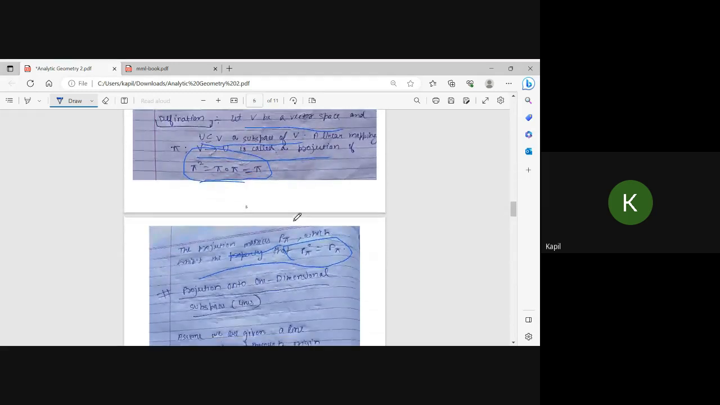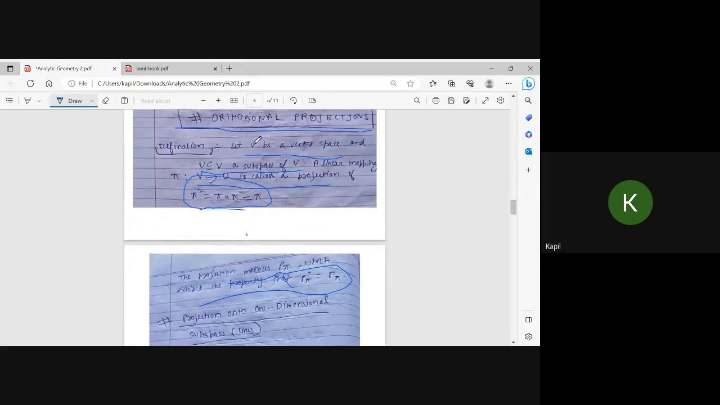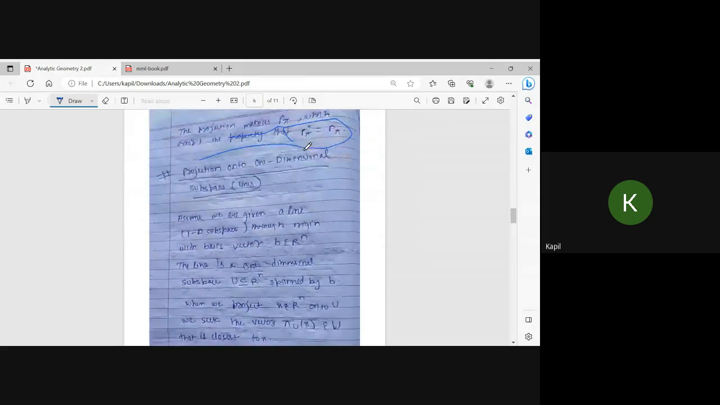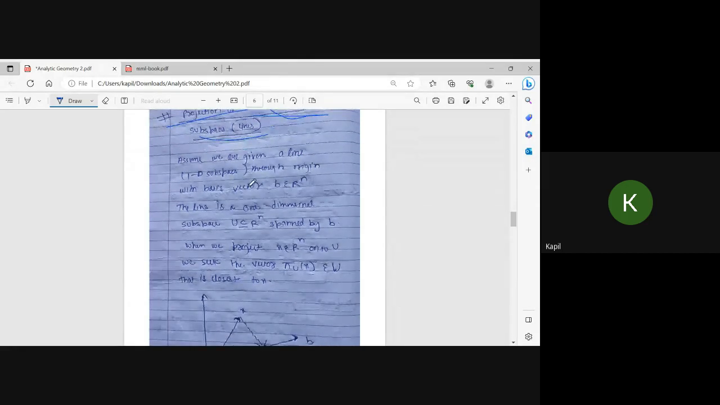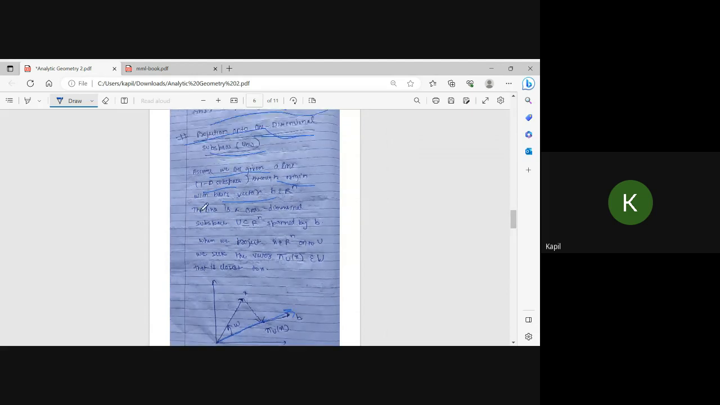This is nothing but the definition of a projection of a vector space V. In one dimension, what happens if we project onto a one dimensional subspace? If our subspace is one dimensional, then assume we are given a line through the origin with the basis vector b in R to the power n. So this is the line from the origin with the basis vector b in R^n, that is, the line is the one dimensional subspace U in R^n spanned by b.